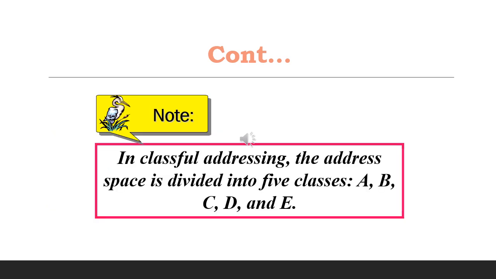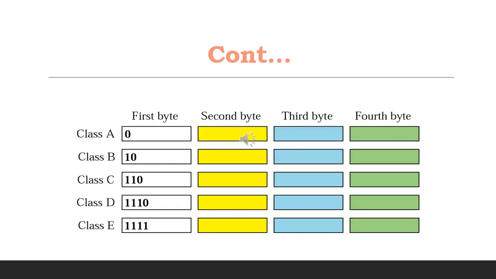In classful addressing, the address space is divided into 5 different classes: A, B, C, D, and E. In class A the first bit is 0. In class B, the first two bits are 1 and 0. In class C, we have 110. In class D, we have 1110. And in class E, we have four 1s.